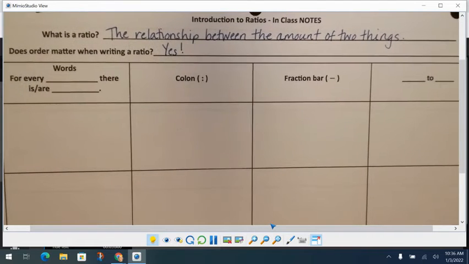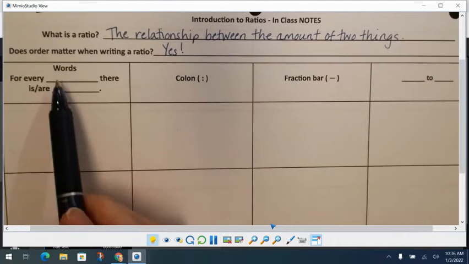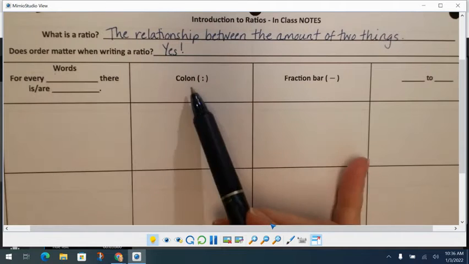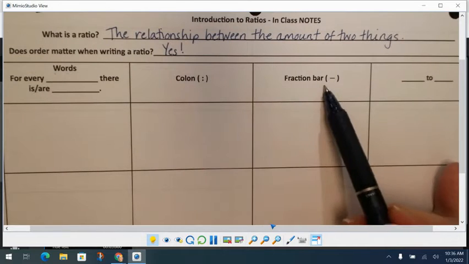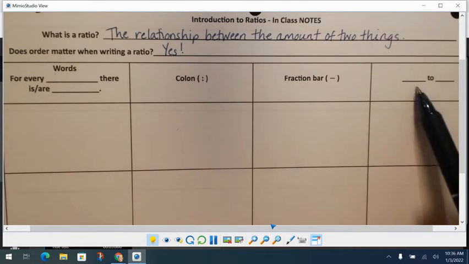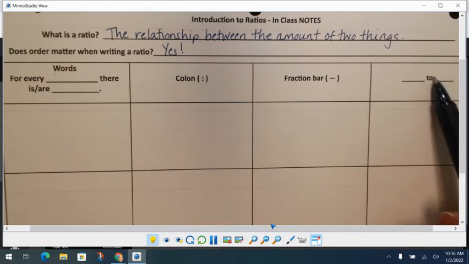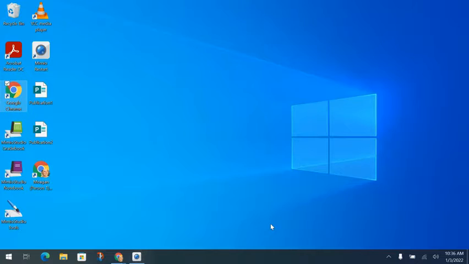So there are different ways to write ratios. We can write them with words. We can write them using a colon. We can write them using a fraction bar. And we can write something to, using the word to, something else. So I'm going to give you an example.